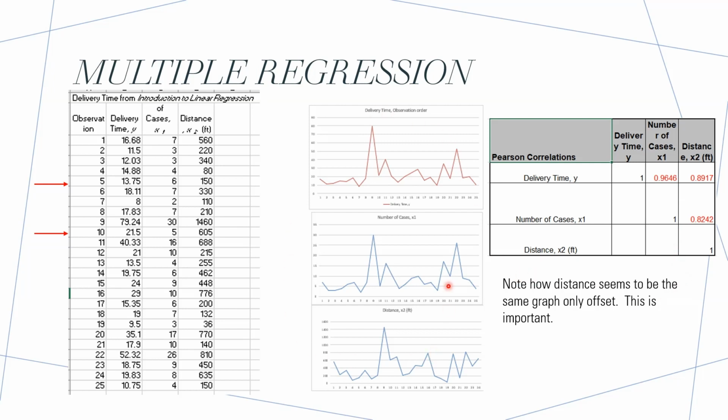Now, when we look down here, we plot all the data in time order, or in the order that it was gathered. If you look at this bottom plot, that's the distance. Note that it looks very similar to the upper plots, but it's offset. That's going to be important, and we'll see how that works out in the analysis.